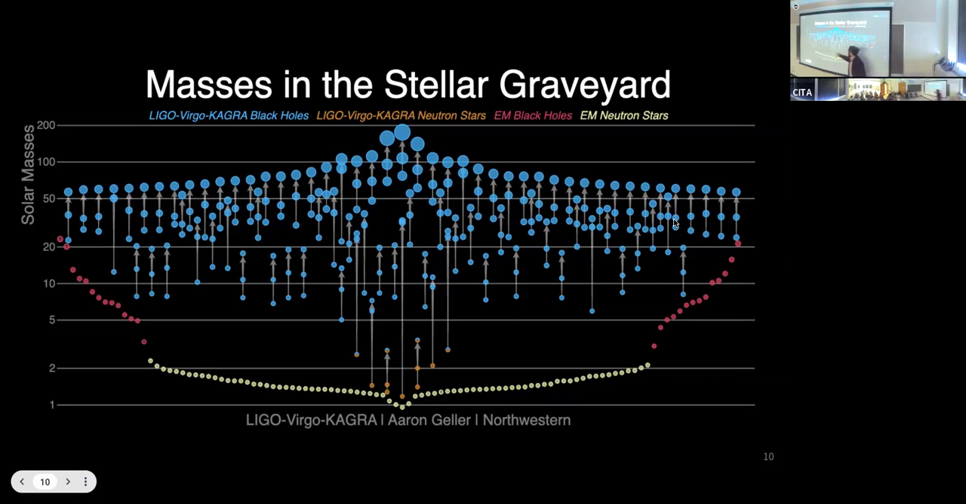Some of these things, we don't actually know what they were or what they turned into after they merged. So they're sort of shown in blue and orange. And then on the sides, we've got these black holes that have been detected through electromagnetic means, and then neutron stars detected through electromagnetic means. So this is like the go-to figure if someone asks you, how many black holes have we detected out there in the universe, or neutron stars? This is a really nice illustration of all of that.